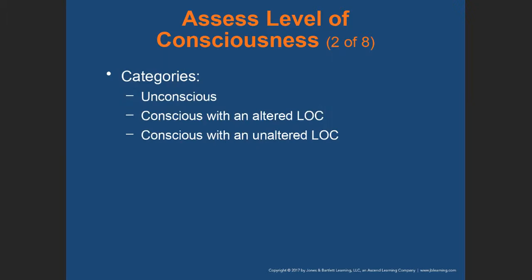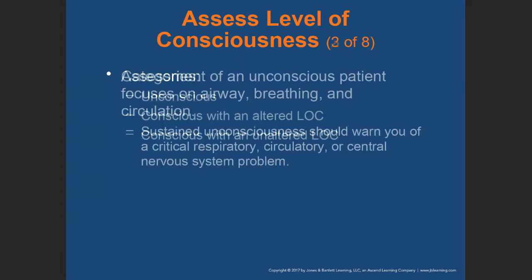Now, assess level of consciousness. Your patient can be unconscious. Your patient can be conscious with an altered level of consciousness. So the patient might be conscious, but disoriented or confused. The patient can be conscious with an unaltered level of consciousness, so the patient can be conscious and fully oriented to person, place, time, and event.